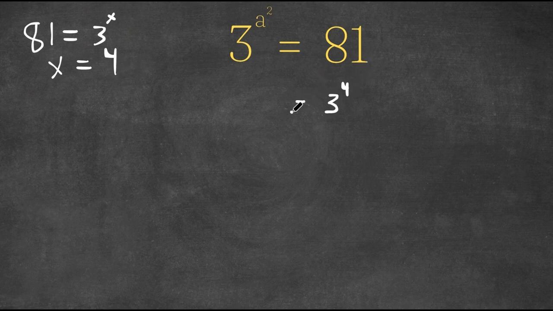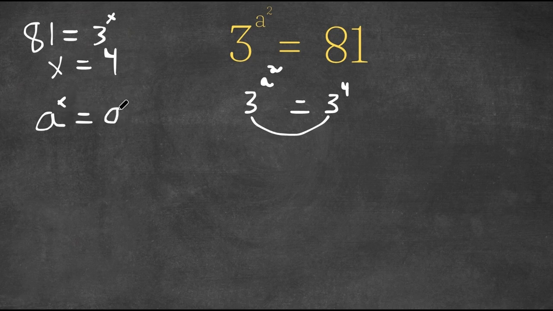So now we have 3 to the power of 4 is equal to 3 to the power of a squared. Now, because both of our bases here are the same, we know that our exponents are the same as well, because if we have a to the power of x is equal to a to the power of y, this must mean that x is equal to y. So this means that a squared is equal to 4.